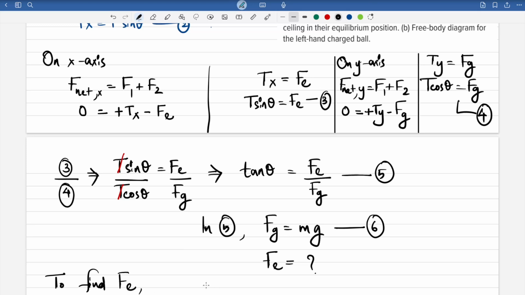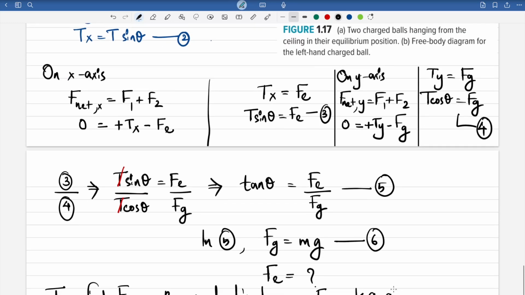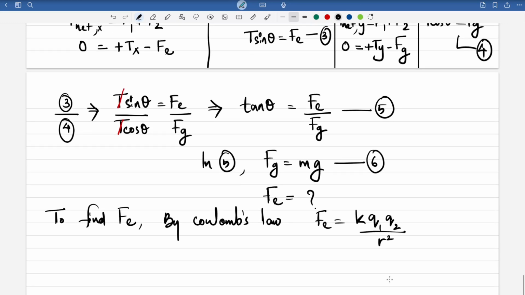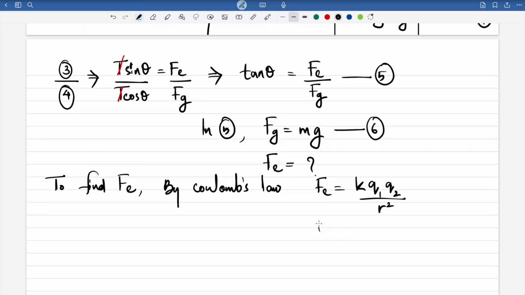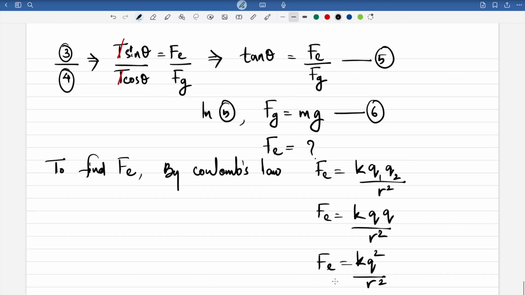Yeah, we have Coulomb's law. By Coulomb's law, electrostatic force equals K Q1 Q2 over R square, right? In our question, both the balls have the same charge. So instead of Q1 and Q2, we can write Q and Q because they have the same charge. So Fe equals K Q Q over R square. So Fe equals K Q square over R square, right? So that's the equation for Fe.